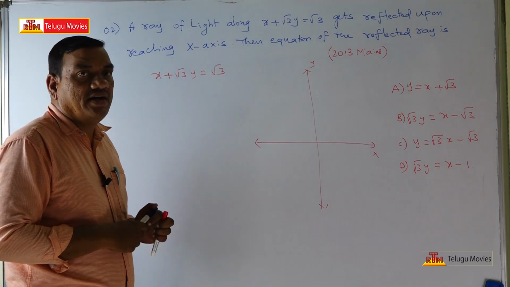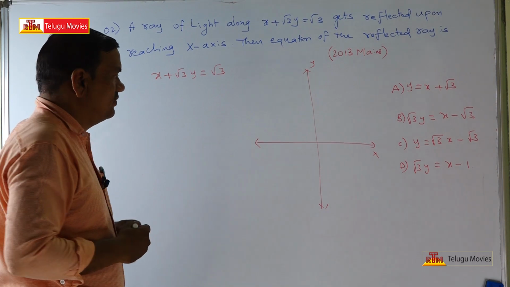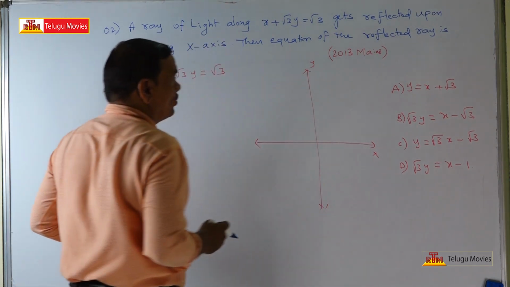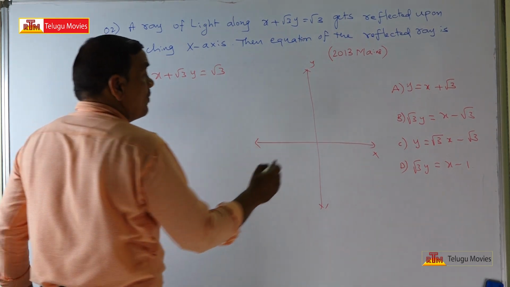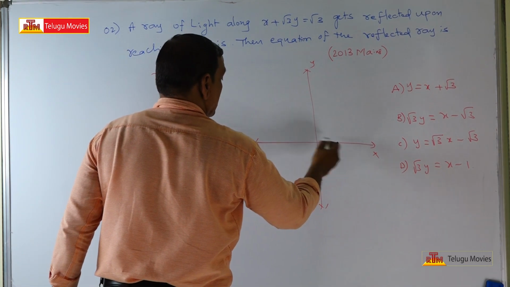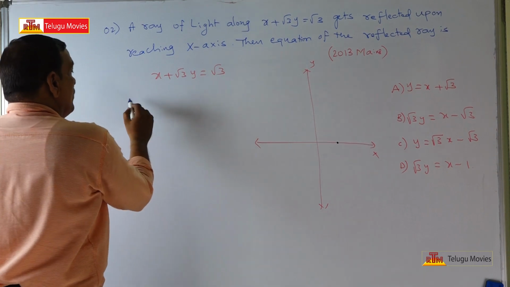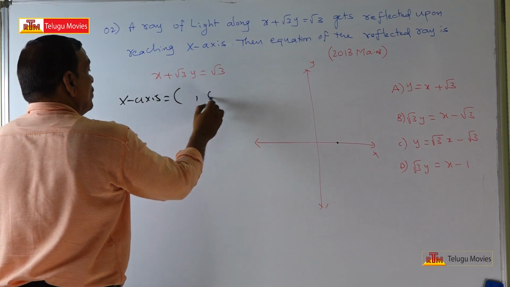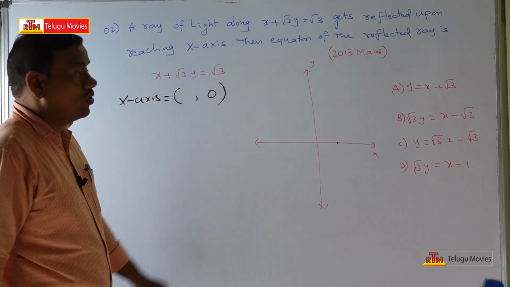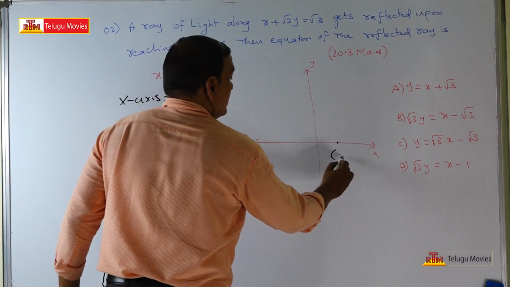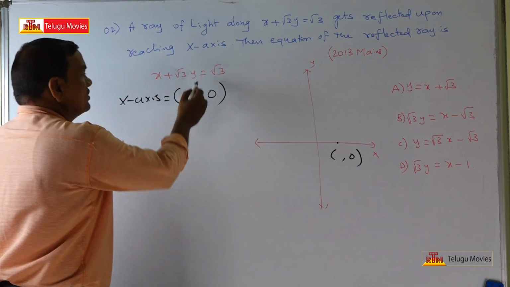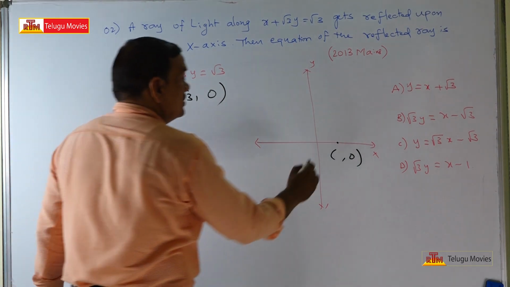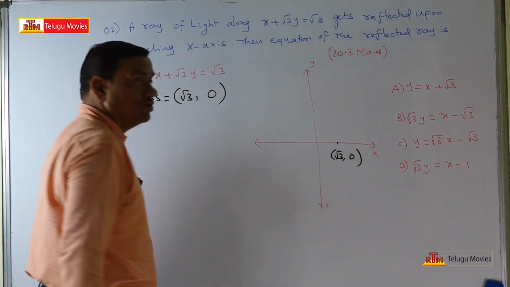It gets reflected upon reaching the x-axis. We don't know in which direction it will come, but it is reflected upon reaching the x-axis. We don't know where it reaches the x-axis, but reaching the x-axis means we know the y coordinate is 0. On the x-axis, the y coordinate is 0, and if you substitute y is equal to 0, this is root 3 comma 0. So this is root 3 comma 0.